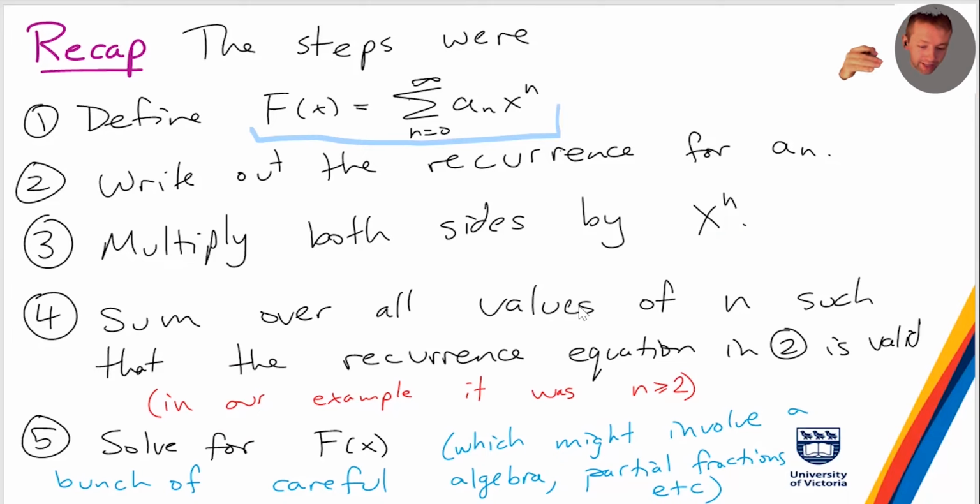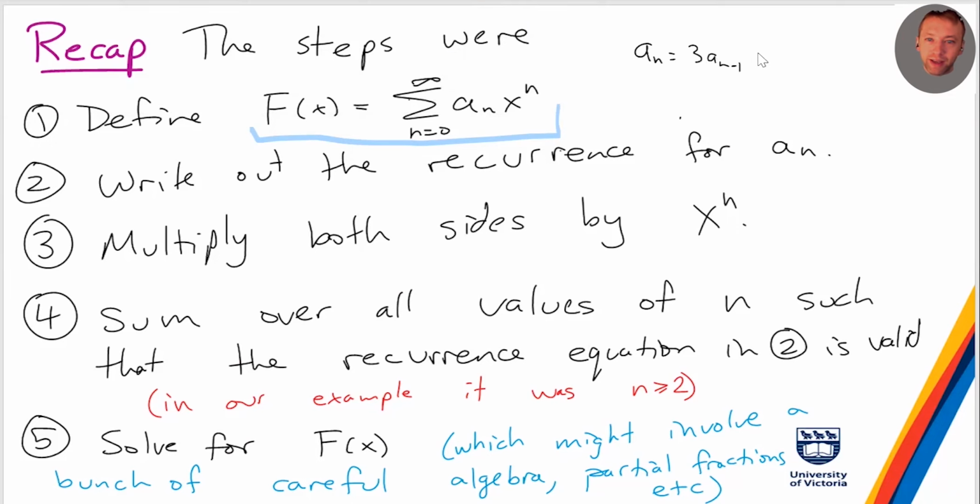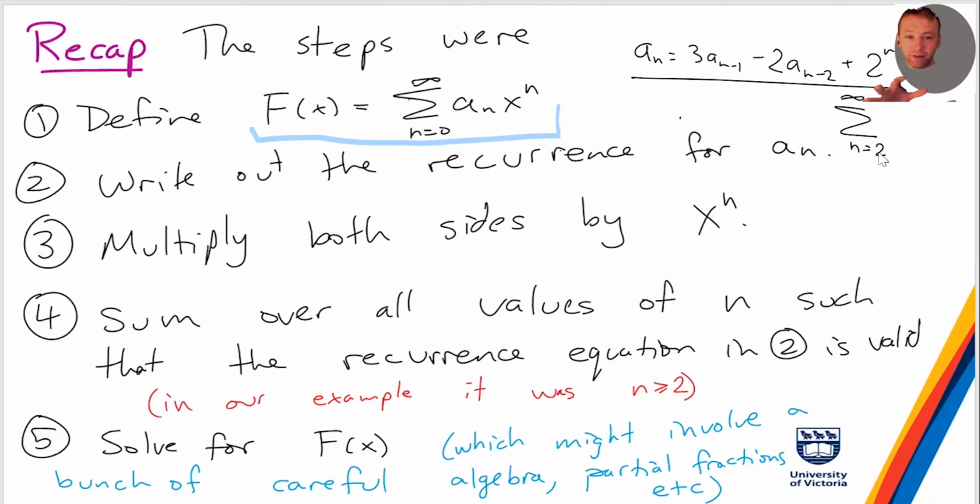Then take this recurrence and sum it up over all of the values of n for which the recurrence is valid. For example, in our example, we wrote down an equals 3 an minus 1, minus 2 an minus 2, plus 2 to the n minus 1 or something. This is only valid for n at least 2, so our sum was from n equals 2 to infinity. You sum up both sides of the equation from n equals 2 to infinity. And then it all comes down to algebra, okay?